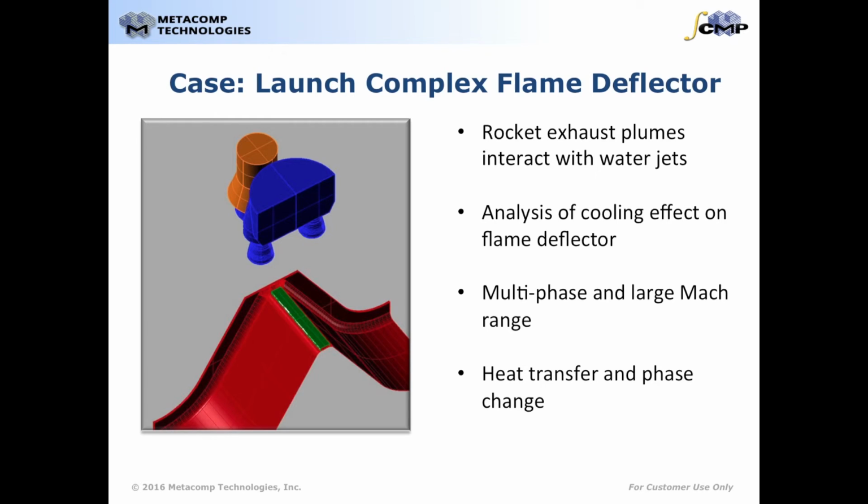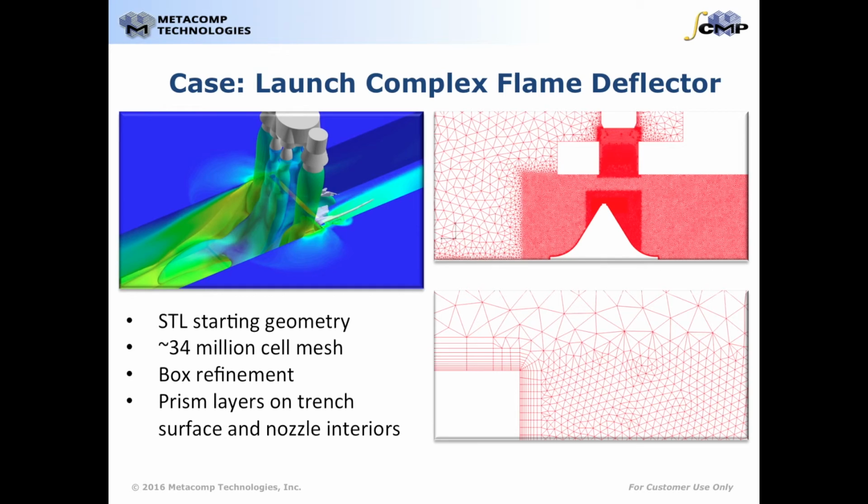The next example showcases a launch complex flame deflector. This example utilized a wide array of complex physics that needed to be resolved with the grid. The starting geometry was provided in STL format. A series of box refinements were used along with prism layers on the trench surfaces and nozzle interiors.